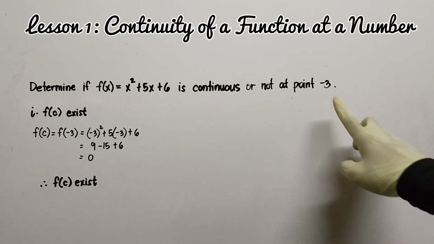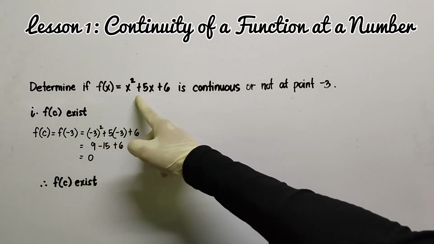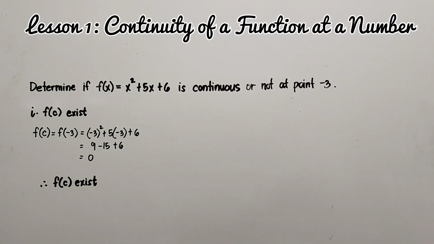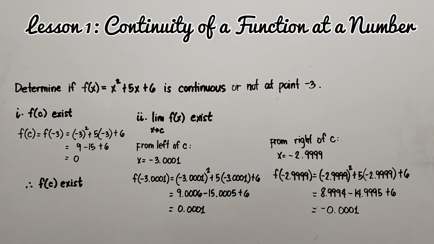The value of c is -3, and by substituting -3 to the x of the function, we have 0. Therefore, f(c) exists. For the second condition, the limit of f(x) as x approaches c exists. From the left of c, we will use x = -3.0001. And from the right of c, we have -2.9999. After substituting these respective values of x, we have from the left 0.0001 and from the right -0.0001. Both are approaching 0. Therefore, the limit of f(x) as x approaches -3 is 0. Therefore, the limit of f(x) as x approaches c exists.